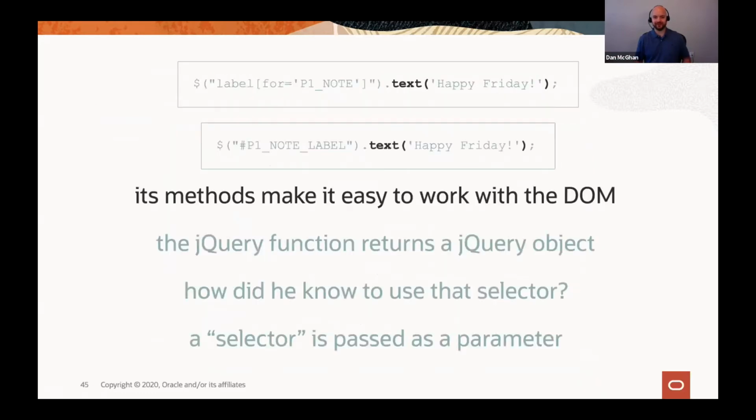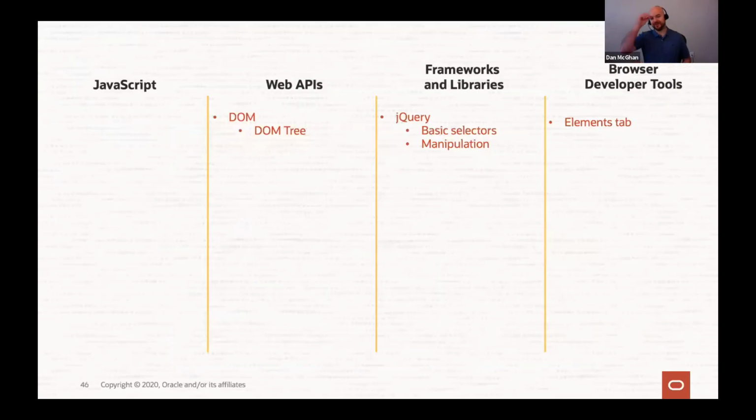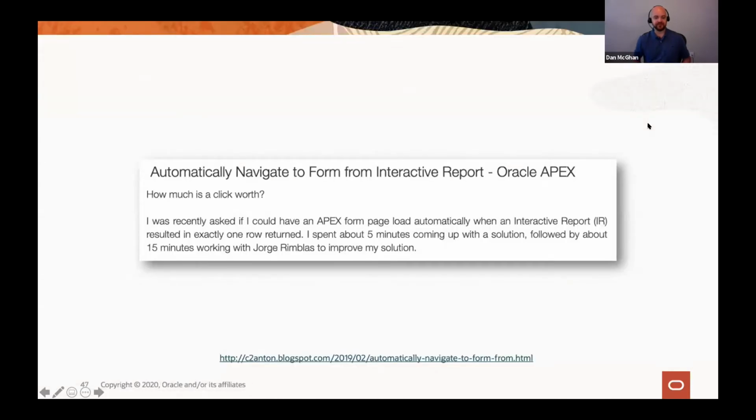All right, so this one, pretty simple. But as you can see, we've covered a variety of things within those different categories I pointed out earlier. So we've already touched on the web APIs I was talking about. So we know a little bit about the DOM and the DOM tree. We've touched on some frameworks and libraries. We've already gotten into jQuery, touched on basic selectors and manipulation. And of course, we've also gotten into working with the Elements tab in our browser's developer tools. Let's move on to the next one.